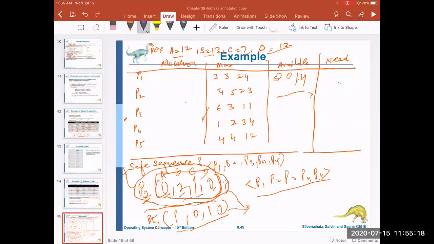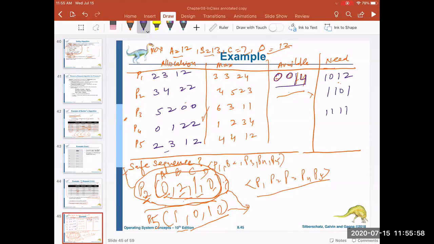Okay, so P1's requirement is 2 3 1 2. The new requirement after this is 0 0 0 1 2 2, and then the new request would be, after adding this, 3 2 3 1 2, and the max would remain the same. If we calculate based on this, we are left with the available resources, whereas the need for this is 1 0 1 2, 1 1 0 1, 1 1 1 2, and then we have 1 1 2 0 0.